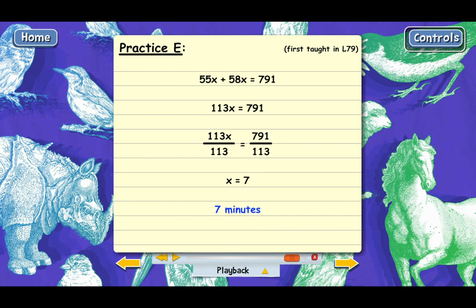And so it's only going to take 7 minutes for these two insomniacs to count 791 sheep. 7 minutes, then, is the answer to practice E.